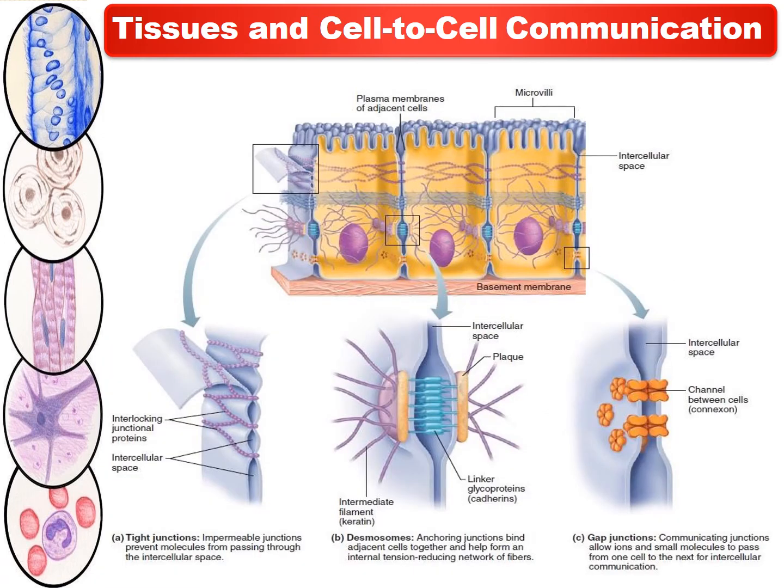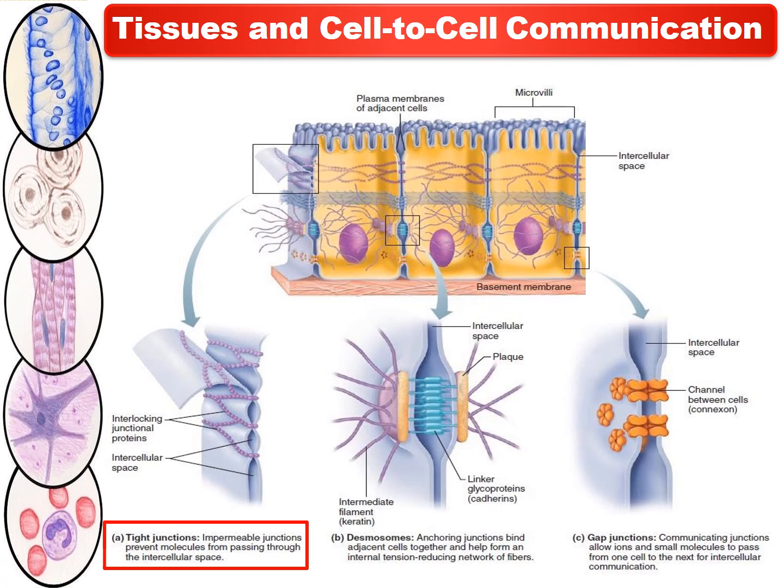Now, let us revise the same with the help of this three-dimensional diagram. We already discussed the three junctions. Here, see, the first one is the tight junction. See here the structure of this tight junction, it is showing the interlocking junctional proteins and intercellular space. So, this tight junction is an impermeable junction, preventing molecules from passing through the intercellular space.